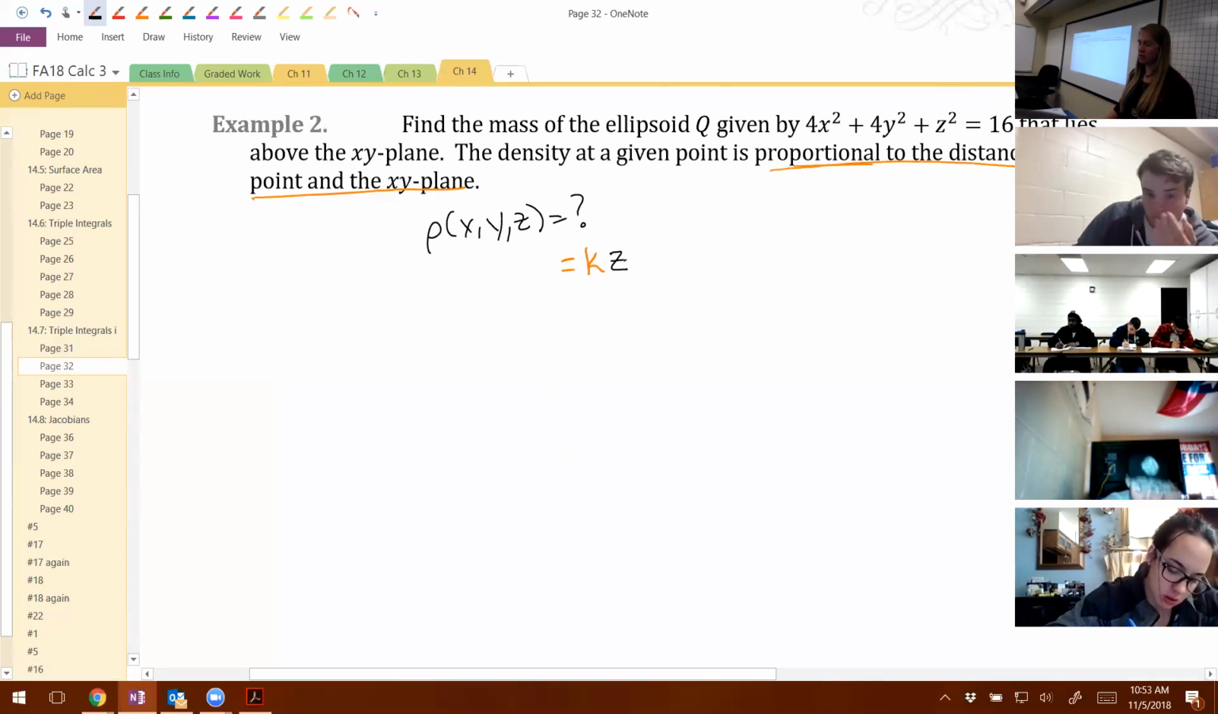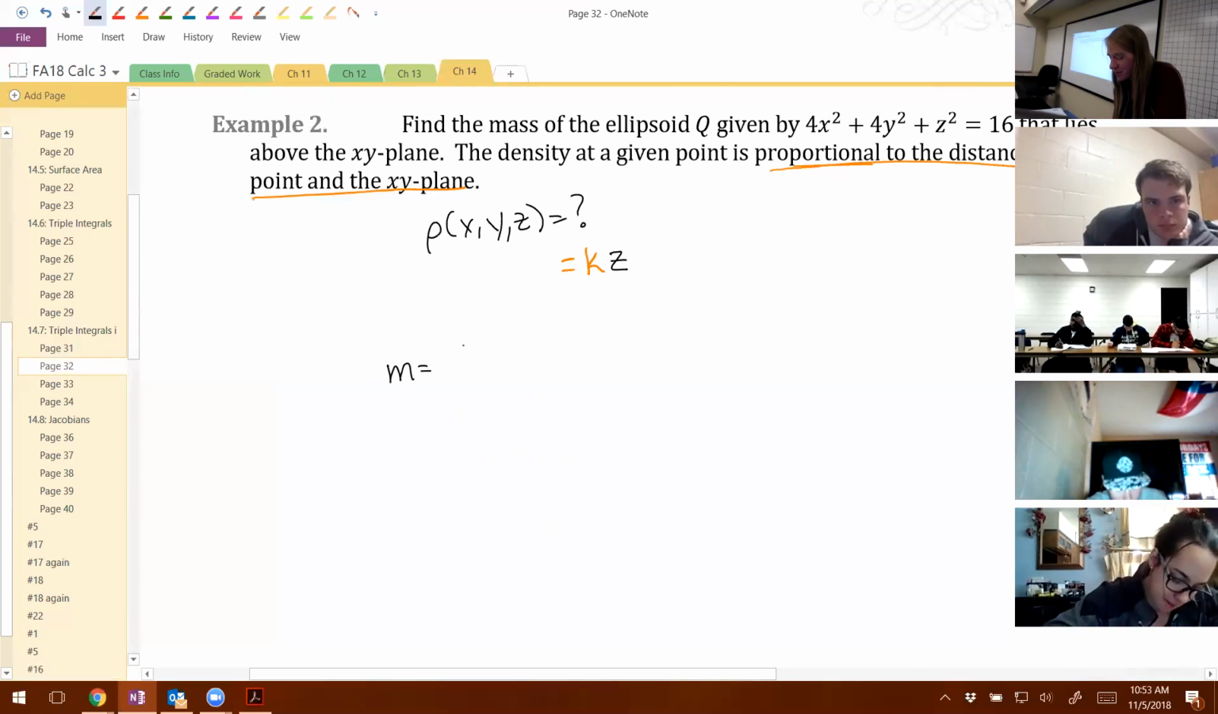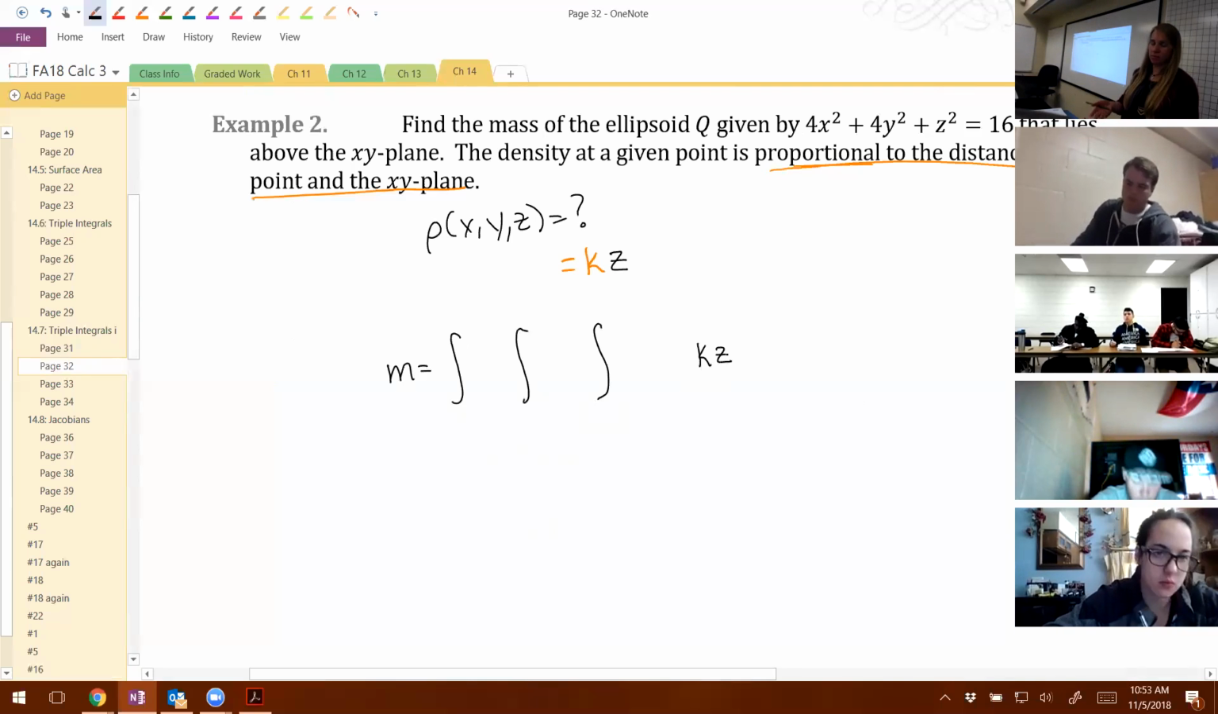Okay, nothing too crazy on this one. Okay, that is the density function here. So to get the whole mass of the system, we're going to need to figure out limits of integration. I'll leave spaces for that for now. The integrand is the thing we just came up with, the density function there.